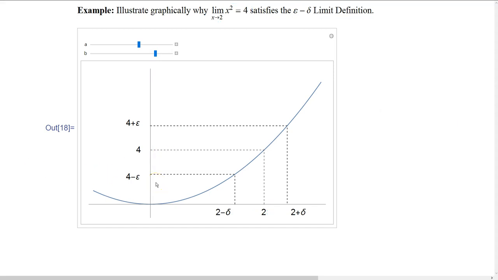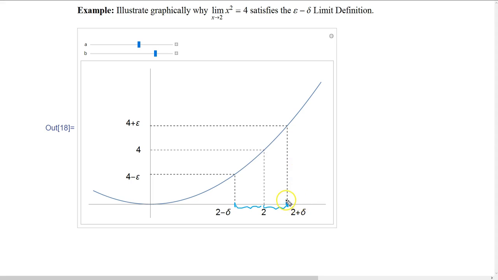It doesn't look like the delta here, right, 2 plus delta, is really the same as the delta over here. In other words, it looks like this delta is a little bigger than this one over here. And that's because this is a quadratic curve. But don't worry about that right now.